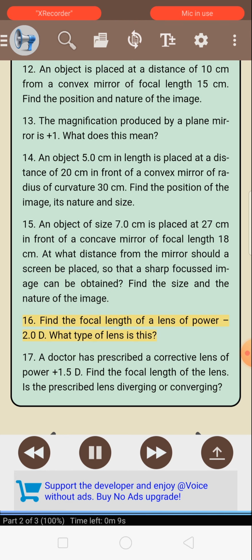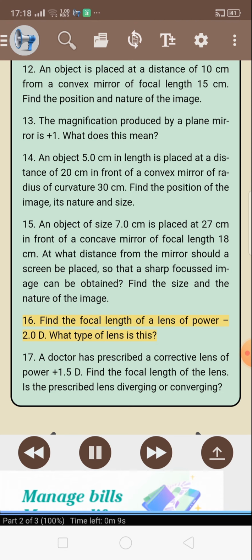16. Find the focal length of a lens of power −2.0 D. What type of lens is this? 17. A doctor has prescribed a corrective lens of power +1.5 D. Find the focal length of the lens. Is the prescribed lens diverging or converging?